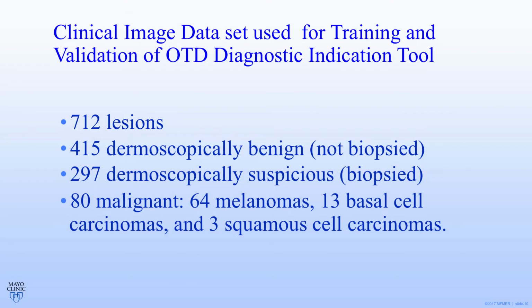We attempted to emulate the real world by creating a data set of lesions that included not only suspicious lesions, but lots of mundane ones as well. Our set included 712 pigmented lesions, of which 415 were clinically and dermoscopically benign, and 297 dermoscopically suspicious lesions, of which 80 were skin cancers of various types.